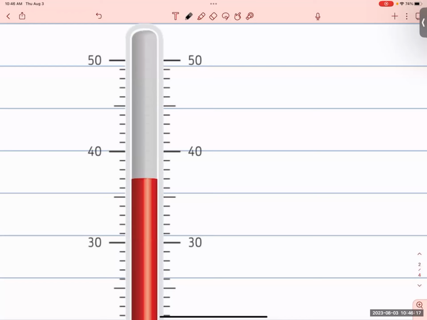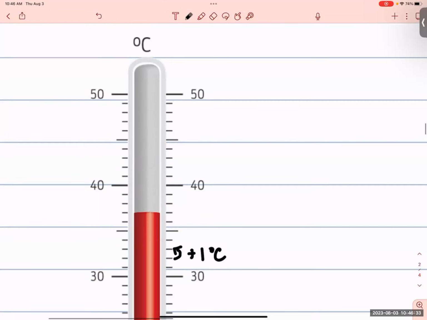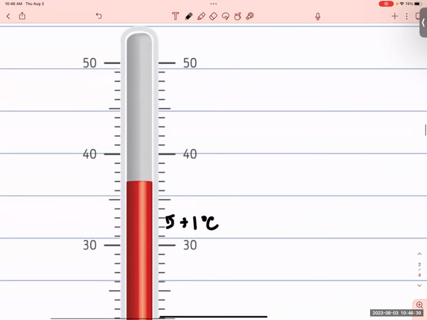Okay, what place value are the markings? The markings here are every 1 degree Celsius. We know this is Celsius because you're going to read your thermometers in Celsius in chemistry, but it's labeled here. So every marking represents 1.